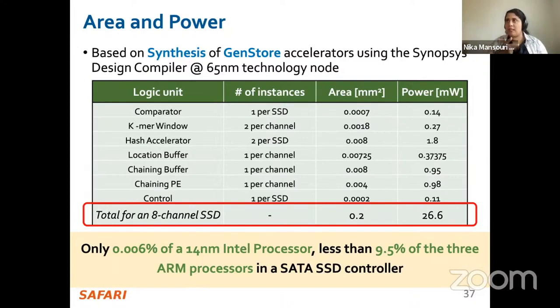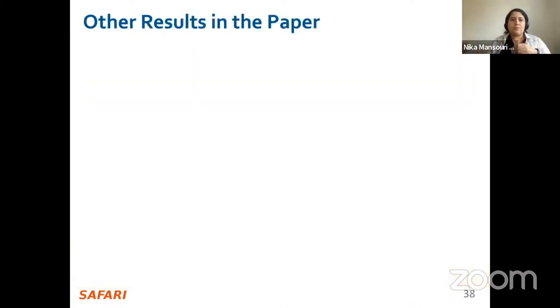Again, I'm giving this smaller scale example because on a more advanced controller, we would have even more hardware resources. So relatively, this area consumption of GenStore would be even less. So there are other results in the paper. Let me briefly talk about them. You can again check the paper if you're interested for more details.